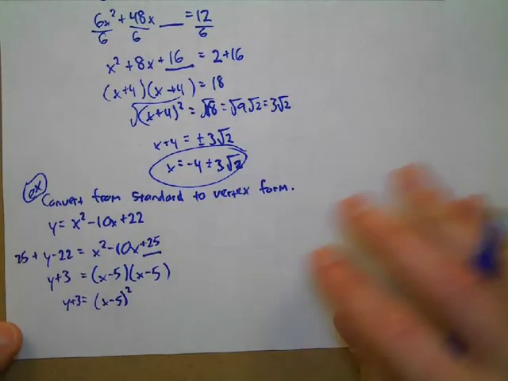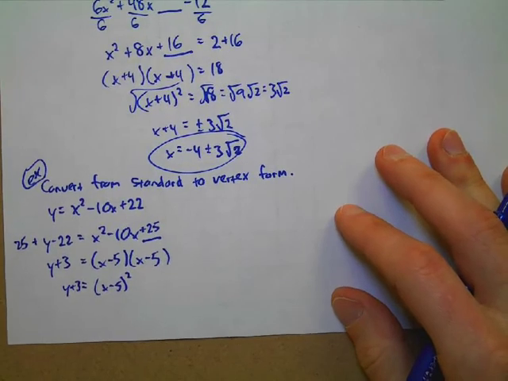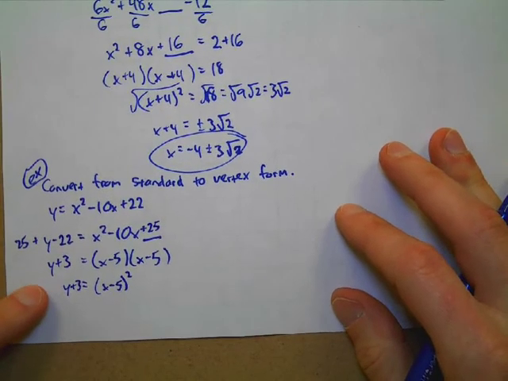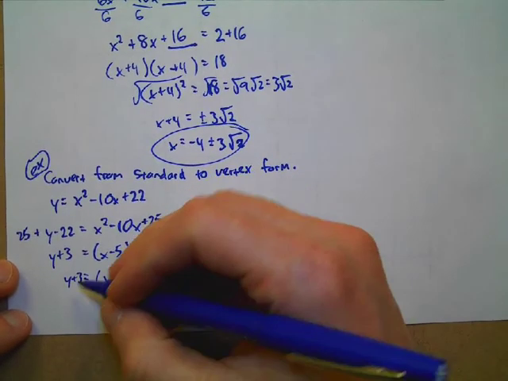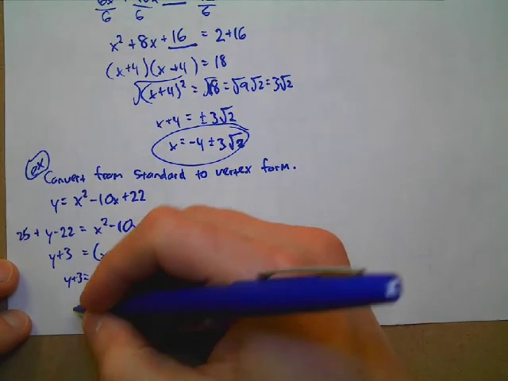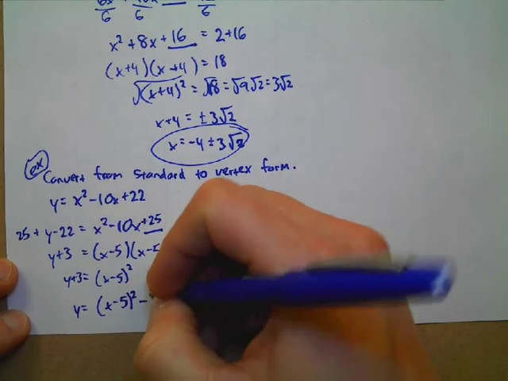Okay. And then we're almost done, right? What's the last step I need to do here to get this in vertex form? I have a plus 3, so we'll subtract that 3 over here and make it y equals the quantity x minus 5 squared minus 3.